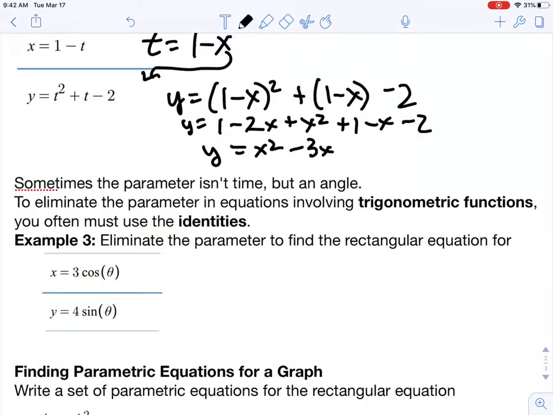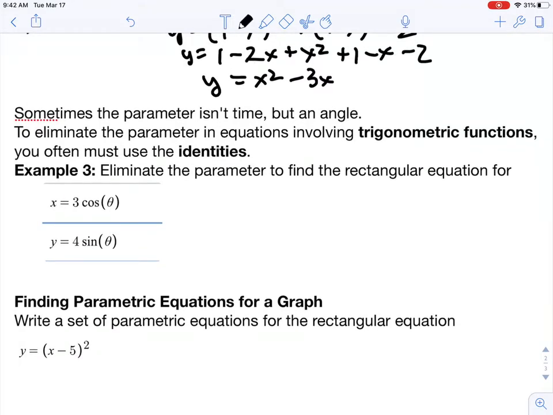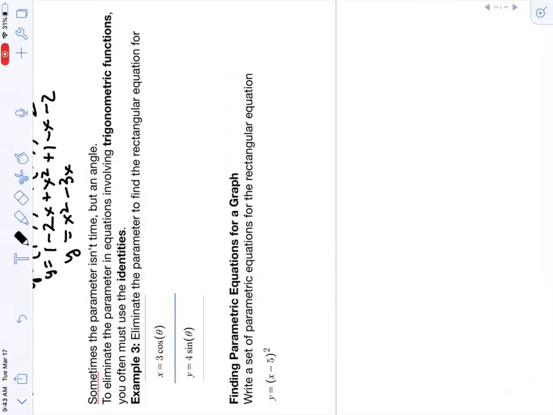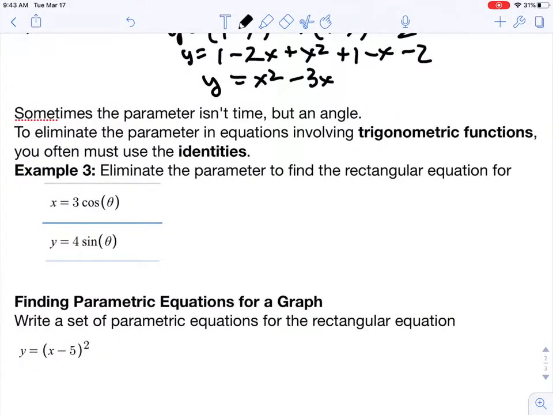Occasionally, you'll have to deal with the trig functions, and those will be identities that you'll be using to eliminate those. So if we look at this set of parametric equations, x equals 3 cosine of theta and y equals 4 sine of theta, you'll see that we don't have anything fabulous there that we could use. We can't really solve for theta and plug it into the other one. So what we'll do is we will use the identities.